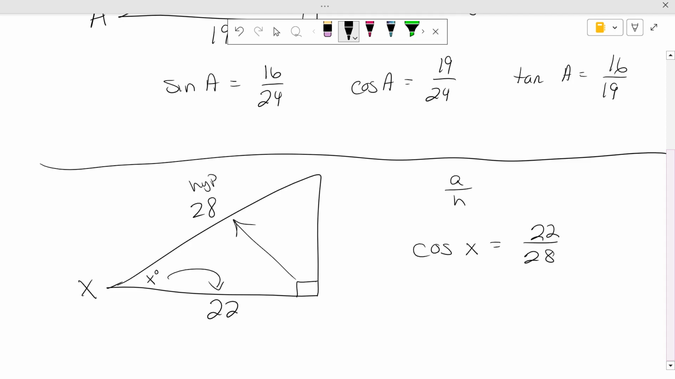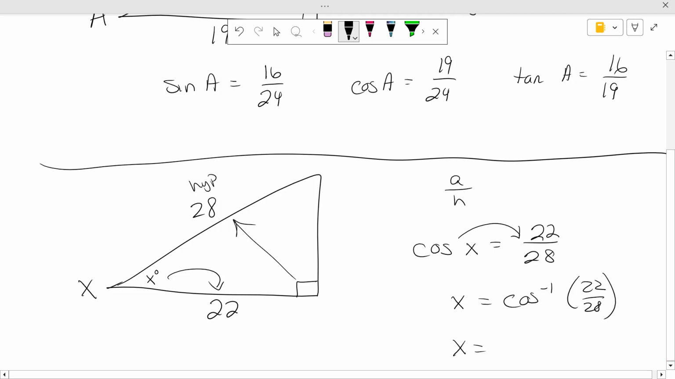Now, I want to figure out what X is. Since X is on the same side as the cosine, to get X alone, I need to move my cosine to the other side. So X equals the inverse cosine of 22 over 28. So then on your calculator, you take second cosine 22 divided by 28 equals. And what do you get? 38.2. Okay? So that's how you find an angle.